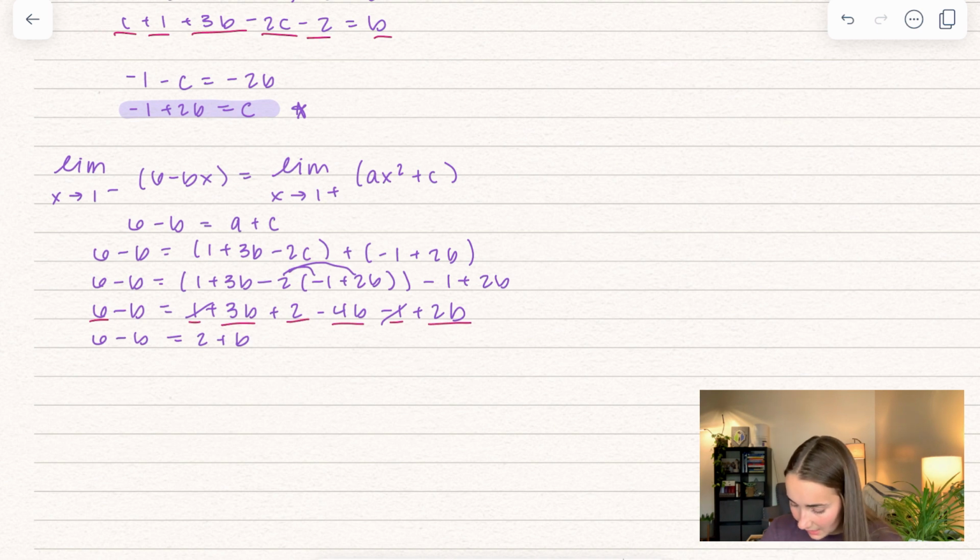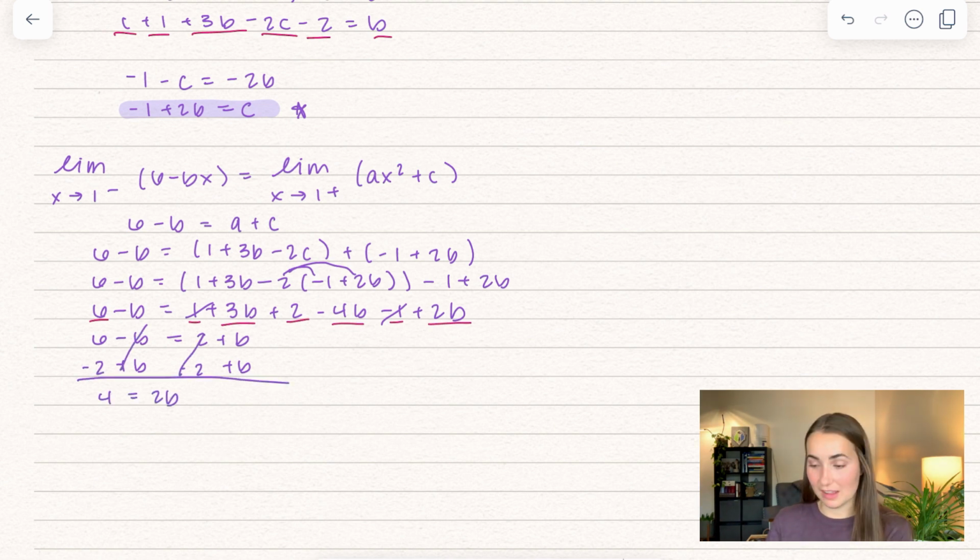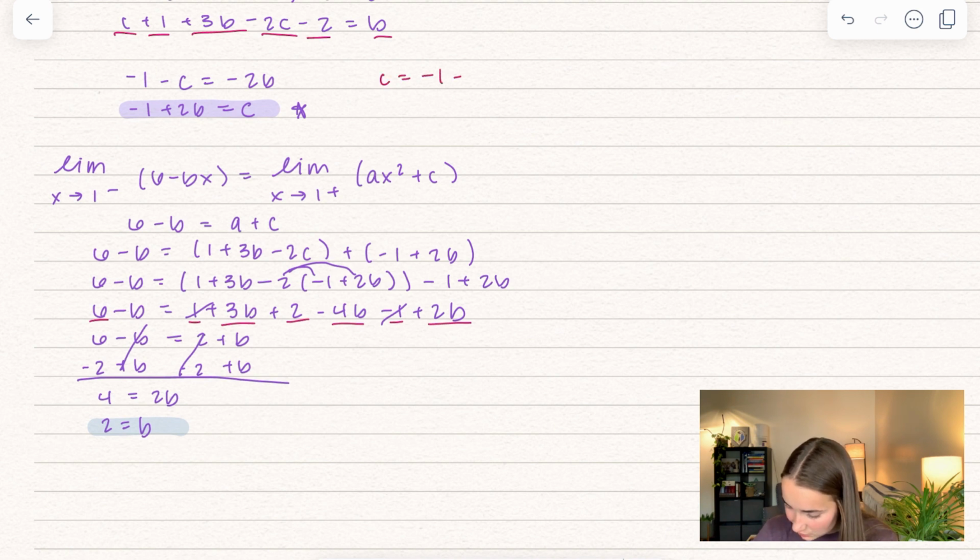I'm going to go ahead and add b to both sides. And I'm also going to subtract 2 from both sides. Now I'm going to go ahead and divide both sides by 2. So here I get 2 is equal to b. So that is my b value, and now I can move upwards in order to solve for the original values. So here I get c is equal to negative 1 plus 2 times 2. So that tells me this is equal to 3, and now I have my c value.